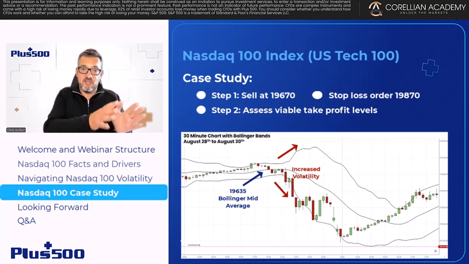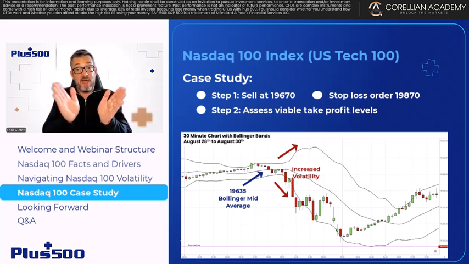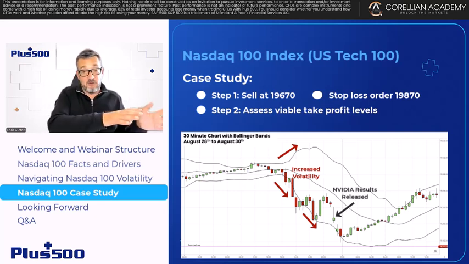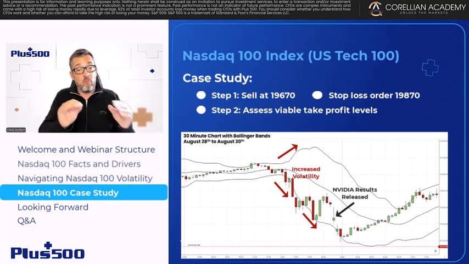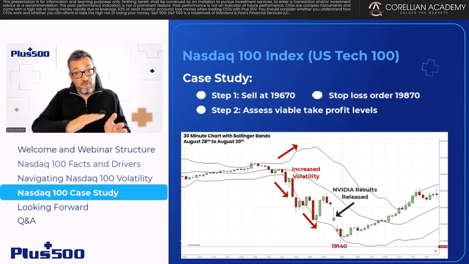Now, as you can see, as this trade plays out, the Nasdaq 100 breaks and closes below the Bollinger mid-average. The Bollinger Bands widen as volatility increases, and the Nasdaq 100 price tags that lower Bollinger Band over the next several hours as it falls into the market close. It then continues lower after the Nvidia results, which, although still very strong, aren't what traders were hoping for. The Nasdaq 100 prints a low at 19,140 before bouncing.